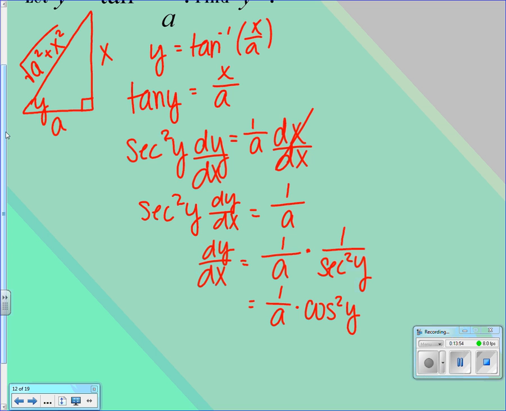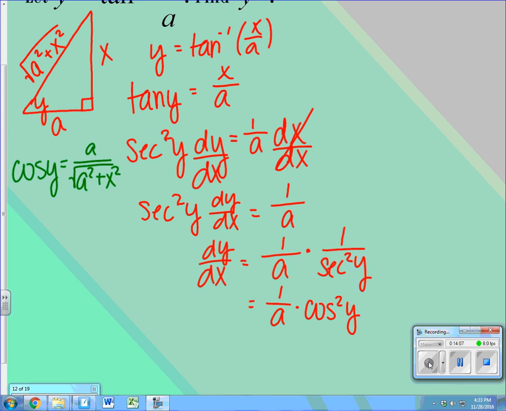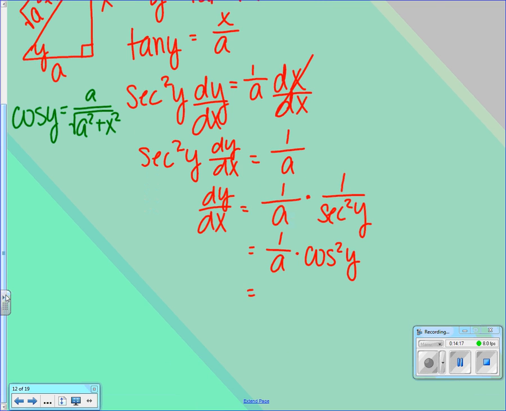But now you look over here. The cosine of this triangle here is a over the square root of a squared plus x squared. So the cosine is a over the square root of a squared plus x squared. And now we're going to plug that into our equation here. So we're going to have 1 over a and a cosine. We plug in. And it's squared because cosine is squared.